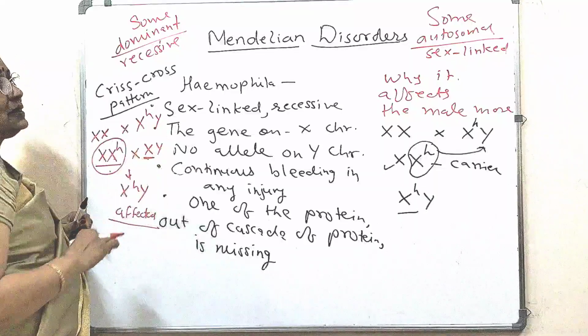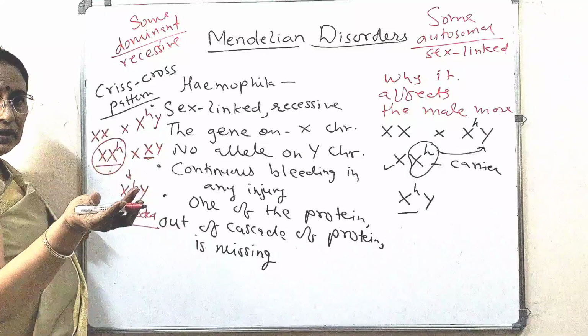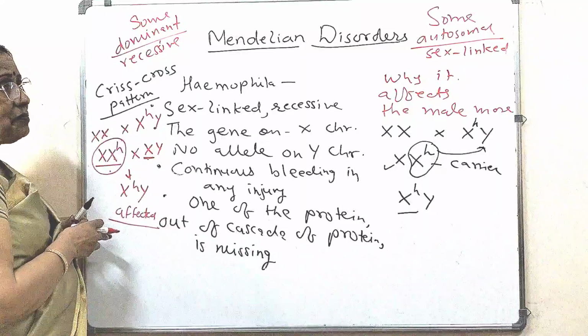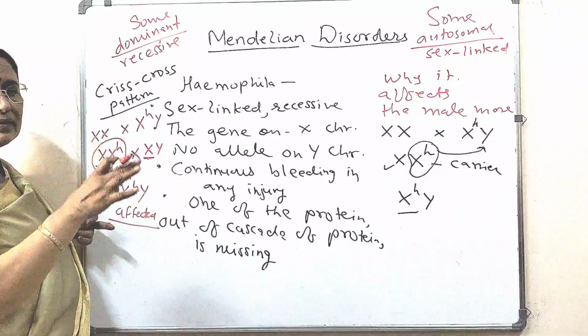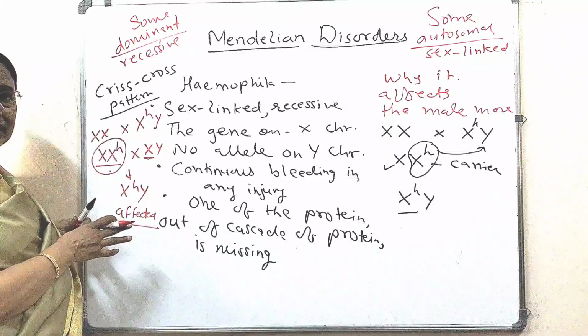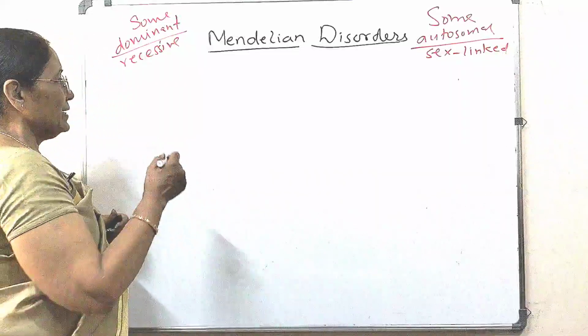This disease is found in the Queen Elizabeth family, because she was the carrier of the disease. So it came into her family, and many are affected with hemophilia. So let us solve the problems on hemophilia.